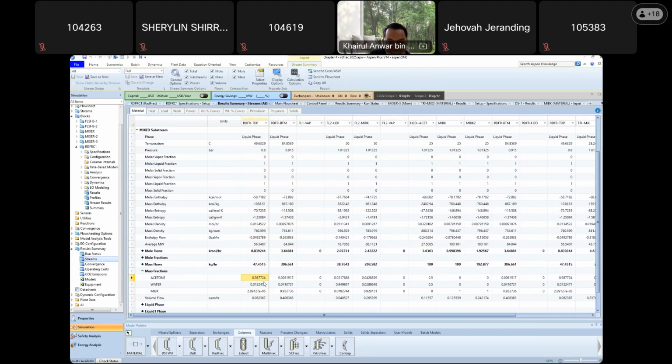It's increasing to 98% now, which is better, higher than the 95% target. MIBK is 95%, still getting 99. But at least the quality of acetone is more than required. Sorry, more than the target.